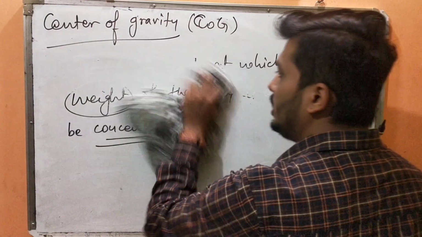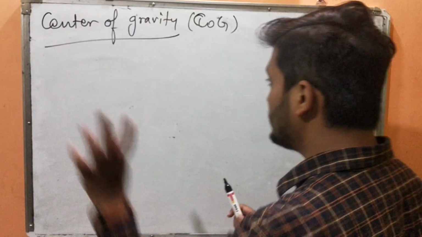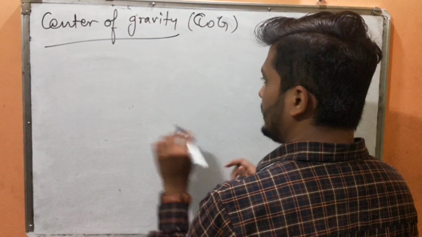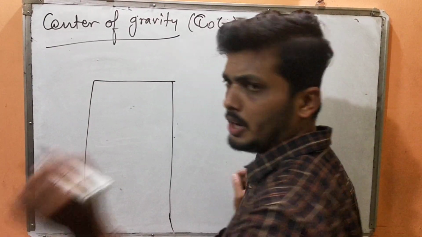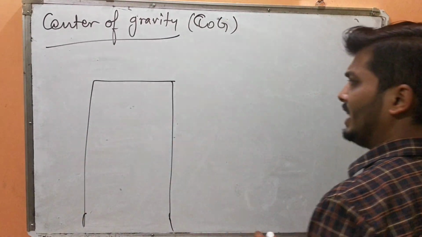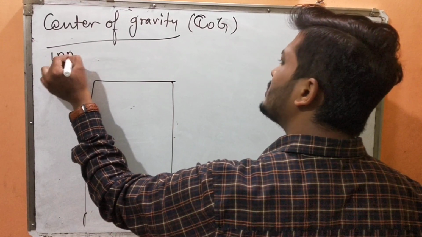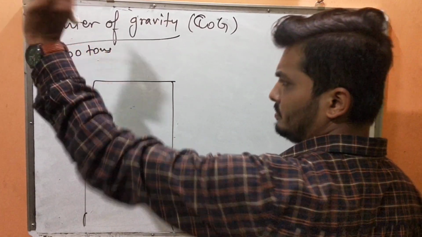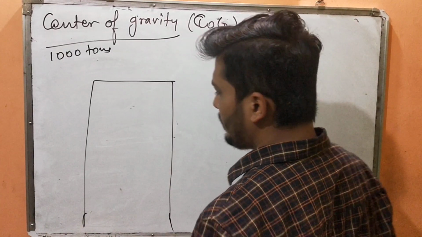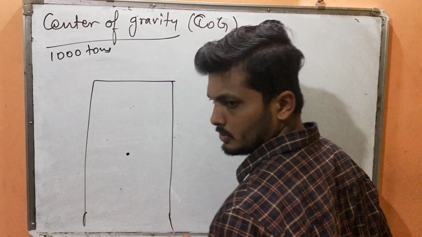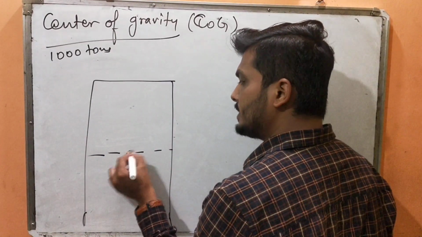But what if the objects are at higher distance? Suppose, try to understand this example. What exactly is center of gravity? Suppose there is a very tall building, and this building has certain mass. The mass is 1000 or 10,000 tons. Tell me, where will be the center of mass of this building? Obviously here, yes or no? This point is the center of mass.